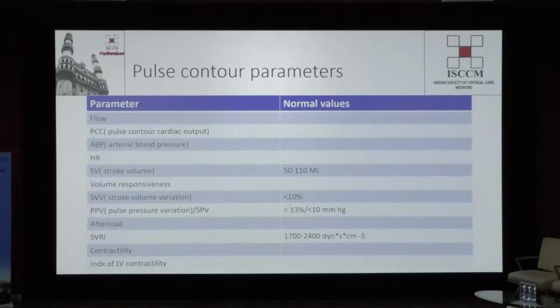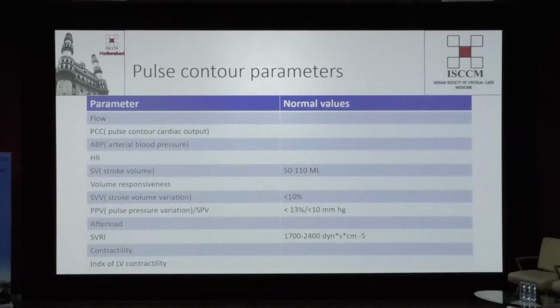But you need to know the normal values. Normal pulse pressure variation should be less than 30. Normal systolic pressure variation should be less than 10 millimeters of mercury. So afterload is again given by your SVRI, systemic vascular resistance index, and contractility index of the left ventricle. So these are the various parameters which can be given by pulse contour parameters.